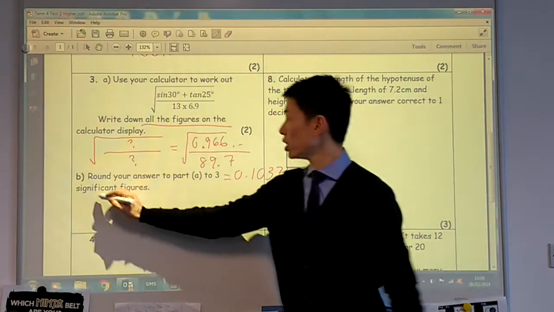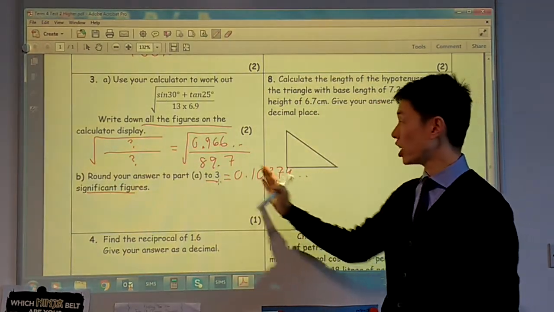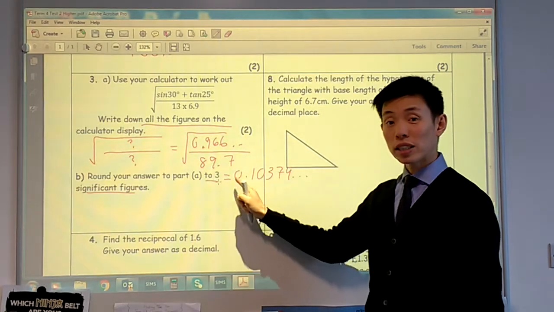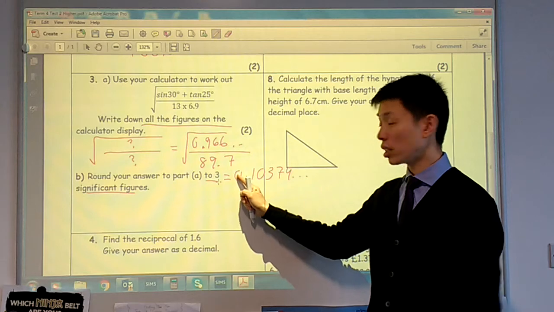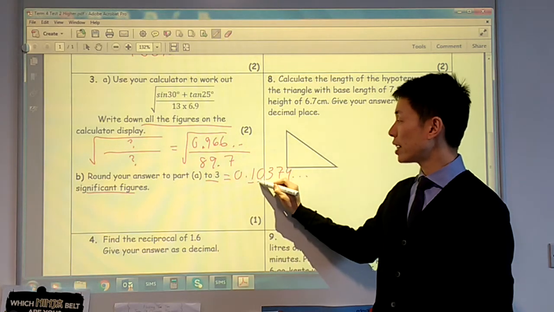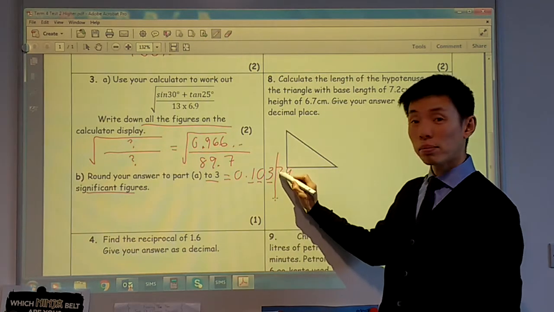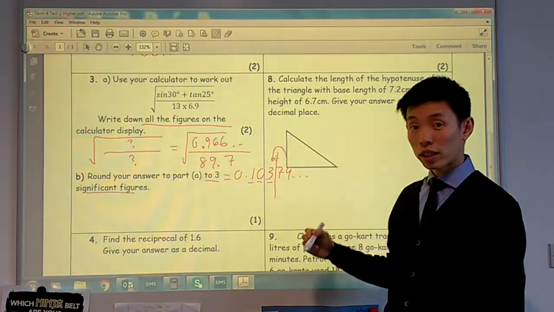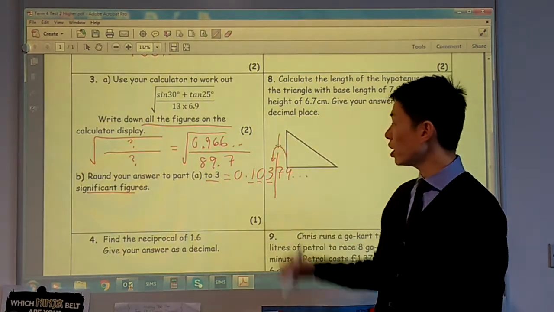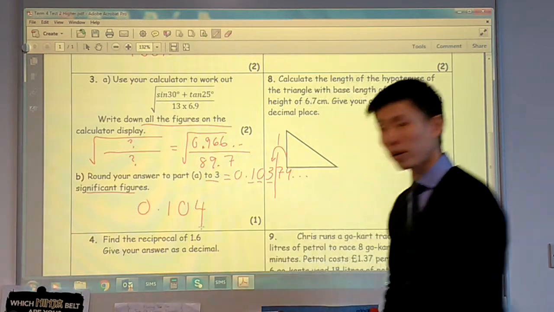So to round to 3 significant figures, you want to start from the first digit, even beyond the decimal point. But because this is a naught, it doesn't count as a significant figure. So that means this is your first, second, third. Draw a line, check this number, can it round up because it's bigger than 4? It is bigger than 4, so we can add 1 to the 3. So the answer is 0.104.